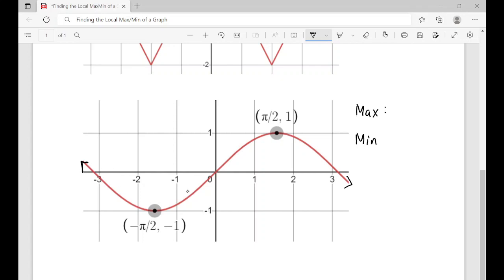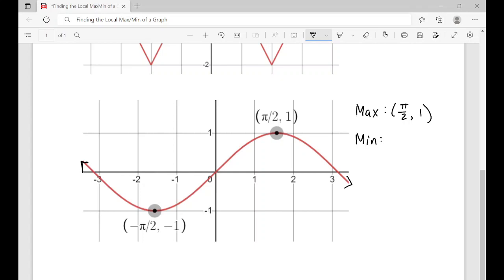So again, the highest point that's not going off to infinity is going to be right here. In this case, pi over 2, 1. Now what is pi over 2? Doesn't really matter, it's some number. It's given to you, we just want to know what the max is. So just go with that.